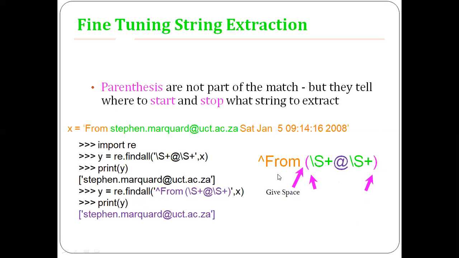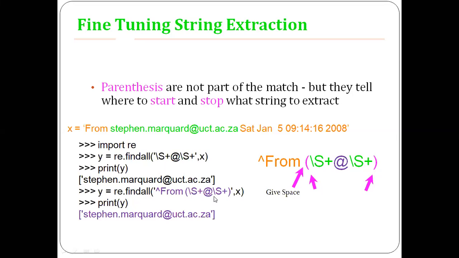So look at the example here. I want to extract something that must begin with 'From ', followed by backslash S plus @ backslash S plus. It is going to extract only those characters. It must start from a space, and you extract the non-whitespace characters followed by @, and non-whitespace characters repeated one or more times. From the given input line, import re, findall backslash S plus @ backslash S plus. That was what you saw in the last example.